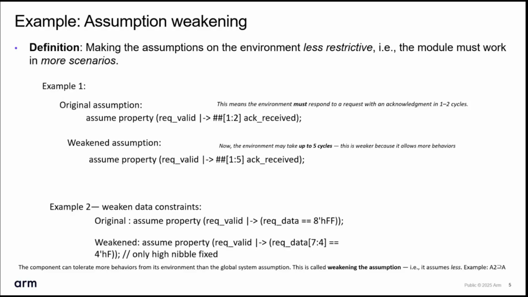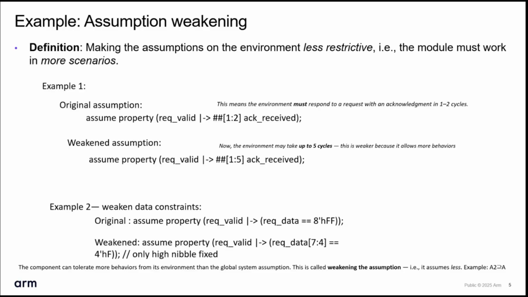For example, say we have the original assumption that if we have request valid, we want acknowledgement to be there within, let's say, 1 to 2 clock cycles. But if we move down from system to component level, we say that the environment may take up to 5 cycles. Since we are relaxing the time in terms of ACK received, this is a weaker behavior as it allows more clock cycles.